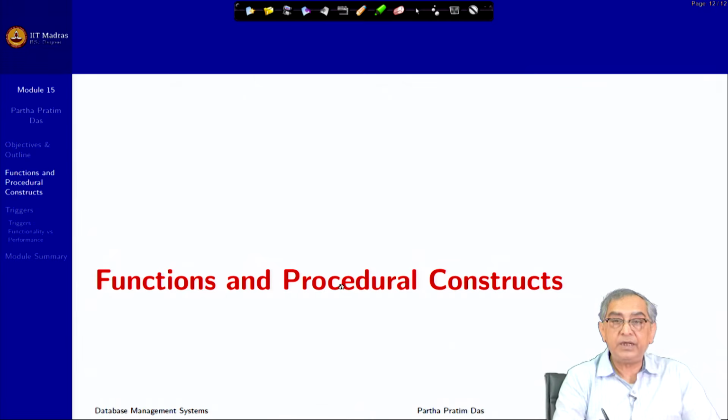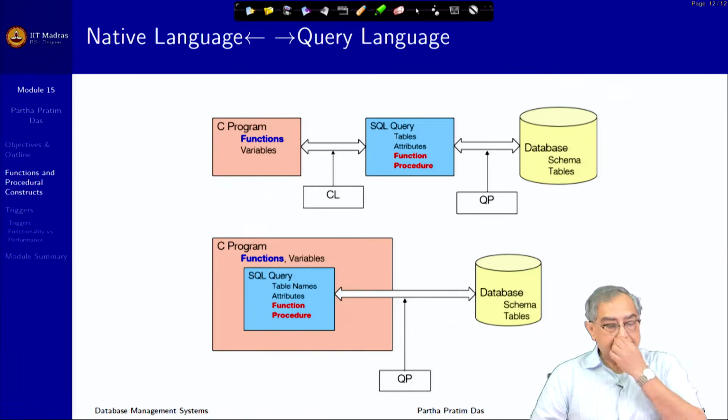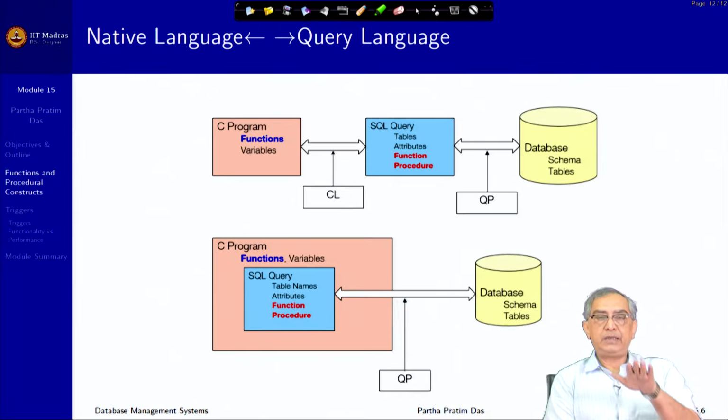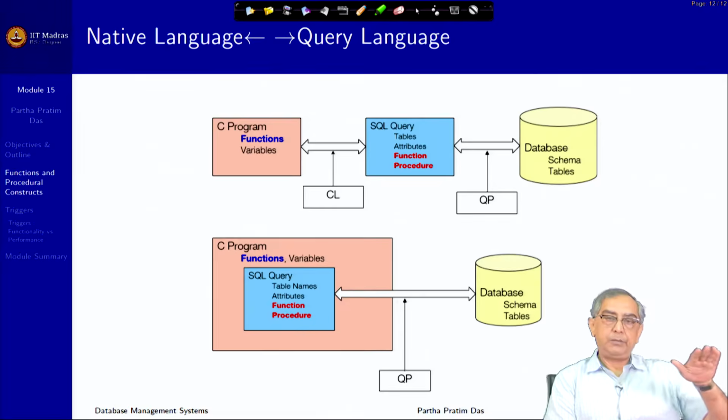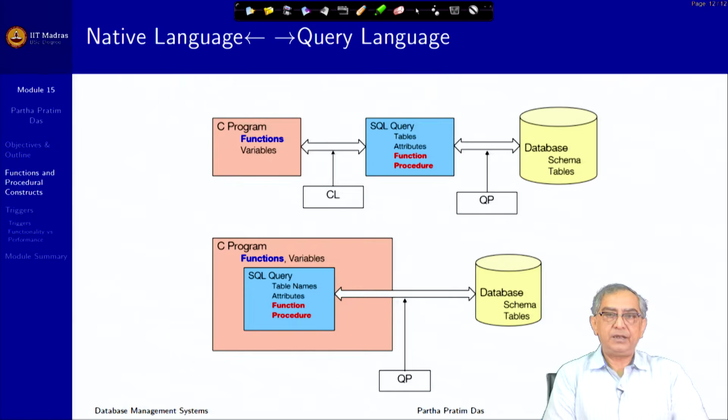So, functions and procedural constructs. There are two basic ways these can play out. One is we talk about SQL as a query language, and any other general purpose programming language like C or Java or Python as a native language. Somehow this term has come. I do not really understand why it should be called native, but it is.